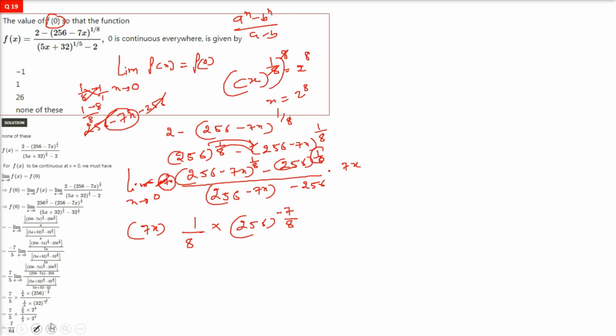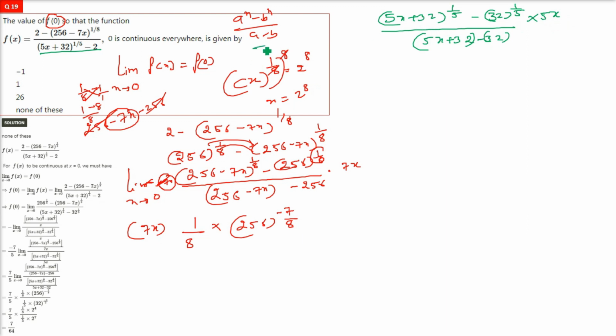Coming to the denominator now. Let me change the color so that you know that we are dealing with the denominator right now. We have 5x plus 32 raised to the power 1 by 5 minus 2 here. So 32 to the power 1 by 5 is 2. So here you can directly write 32 raised to the power 1 by 5. Denominator 5x plus 32 minus 32. So this is 32, we have introduced this by ourselves. So the numerator will be 5x, because ultimately we have to cancel these two. So what is the solution? 1 by 5, 32 to the power 1 by 5 minus 1, which is going to be negative 4 by 5. So negative 4 by 5 it is. And we already have a 5x here.